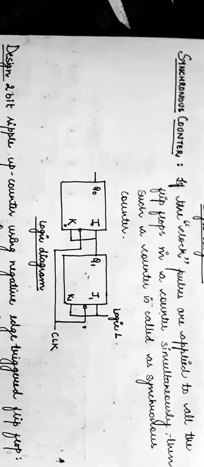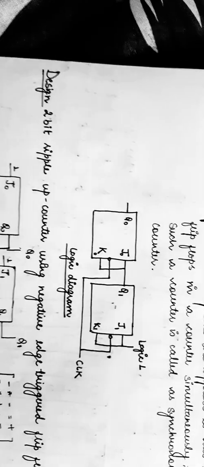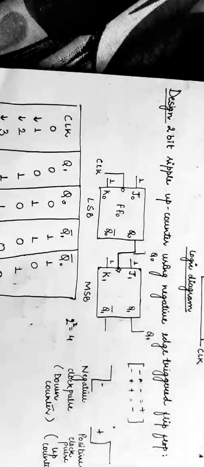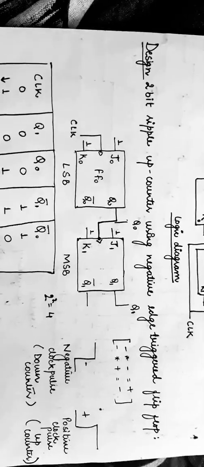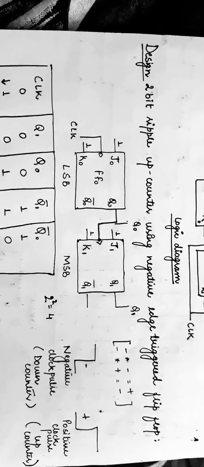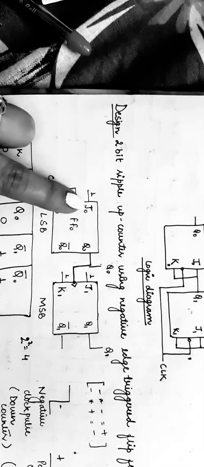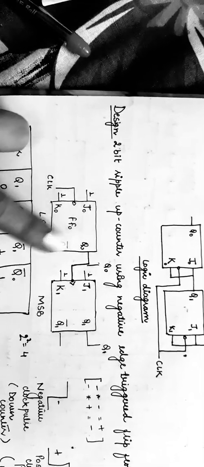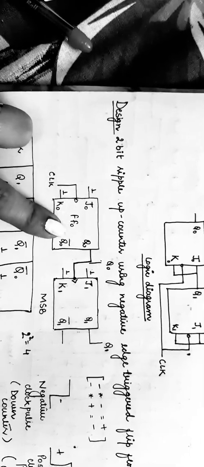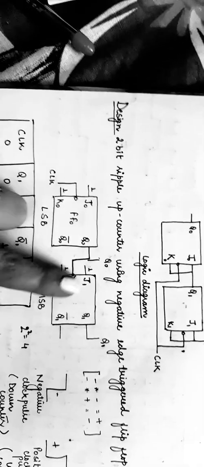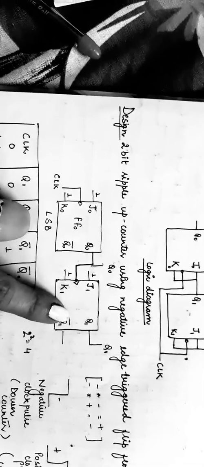Now we will see with the help of an example how we can design a ripple counter. So now we will design a 2-bit ripple up counter using negative edge triggered flip-flops. Here we have taken the JK flip-flop. Here we can see the first flip-flop, J0, K0, Q0 and Q0 bar, represents flip-flop 0. And the second one, J1, K1 and Q1 bar, represents flip-flop 1.